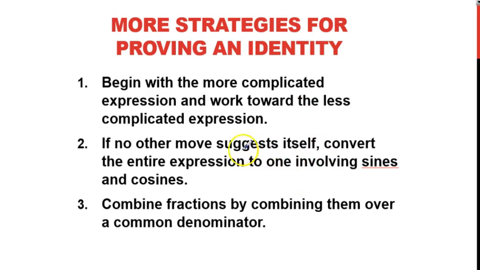Work with the uglier side. If you ever get to a point where you can't find a way to combine fractions, or you can't see any identities that might be applied, don't forget to change things into sines and cosines, and that will often make some things cancel out or open up some new options for you. And also, you always have the combining fractions option. That's what I used on that last example we just looked at. So sometimes you need to find a common denominator and combine them into one.